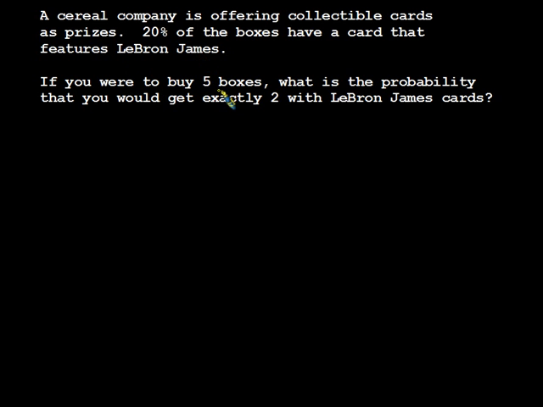If you were to buy 5 boxes, the question is, what is the probability that you would get exactly 2 boxes with LeBron James cards? So that is a seemingly straightforward question to answer if you know anything about probability theory.